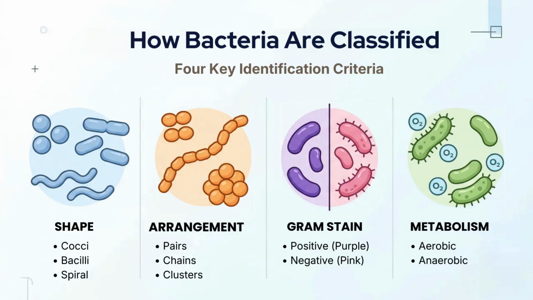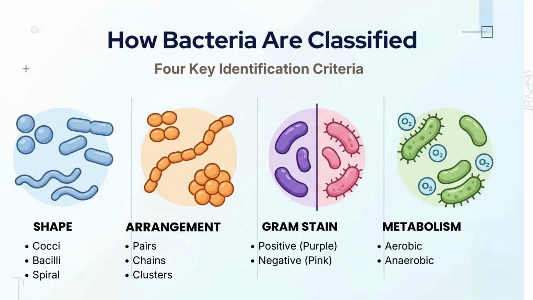Bacteria are classified using several criteria. The first criterion is shape. Bacteria can appear as cocci, bacilli, or spiral forms. The second criterion is arrangement, such as pairs, chains, or clusters. The third criterion is gram staining, which divides bacteria into gram-positive and gram-negative groups. The fourth criterion is metabolism, which indicates whether bacteria are aerobic or anaerobic. These characteristics help microbiologists identify bacterial species.